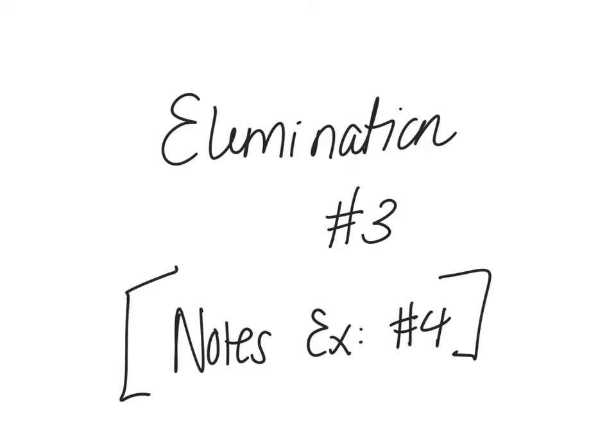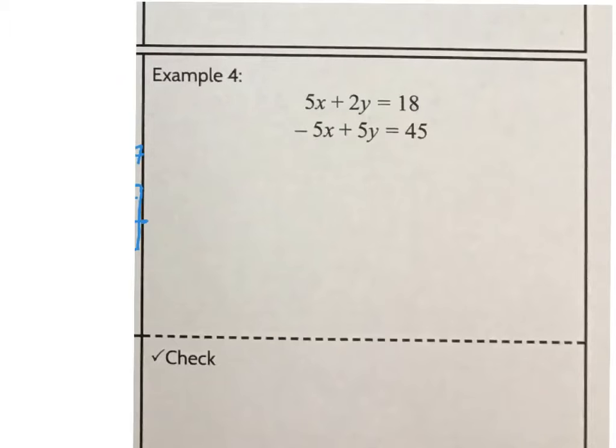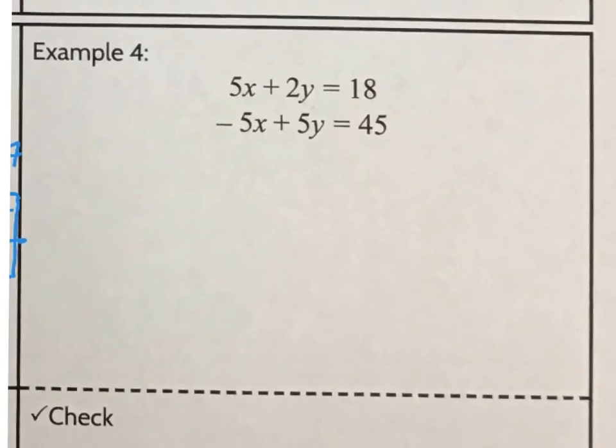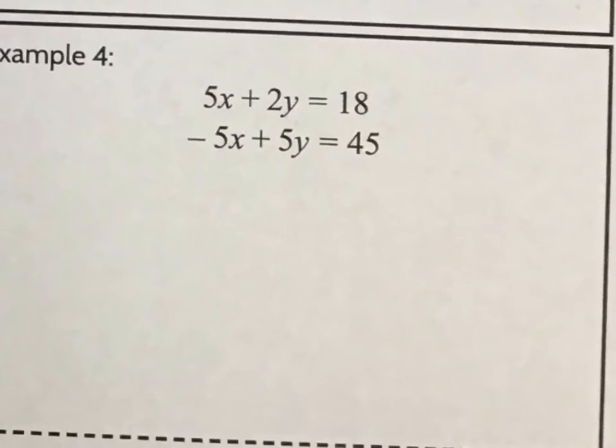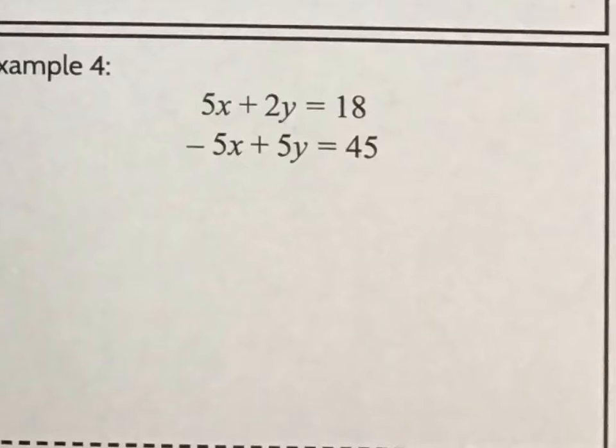So I'm on your notes, I'm on the front, I'm on number 4 because we haven't done this example yet. When you look at this example, if you remember from last week, when we do elimination, we're trying to get rid of one of the variables. I can see that my x's have the same number and opposite signs, which is our goal. So when I add, they're going to end up eliminating or canceling each other out.